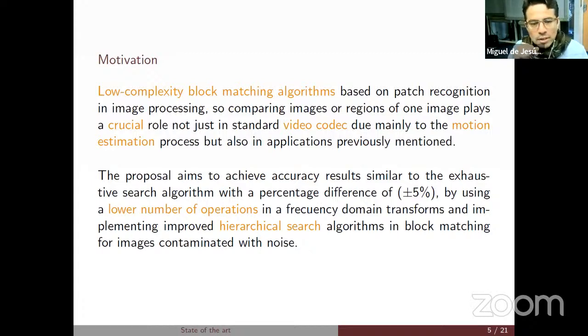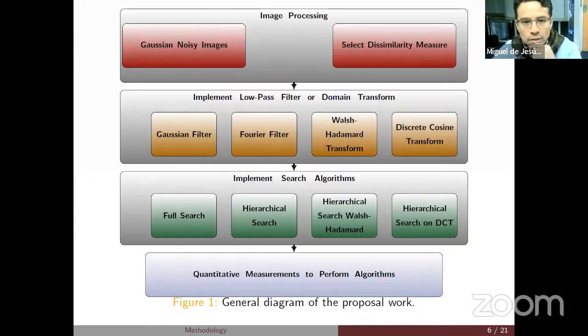And in this proposal, apart from reducing the number of operations, the idea is to implement certain techniques such as the hierarchical search, with a difference in the first search that is certain to 5% of error. That is the idea to implement this algorithm.